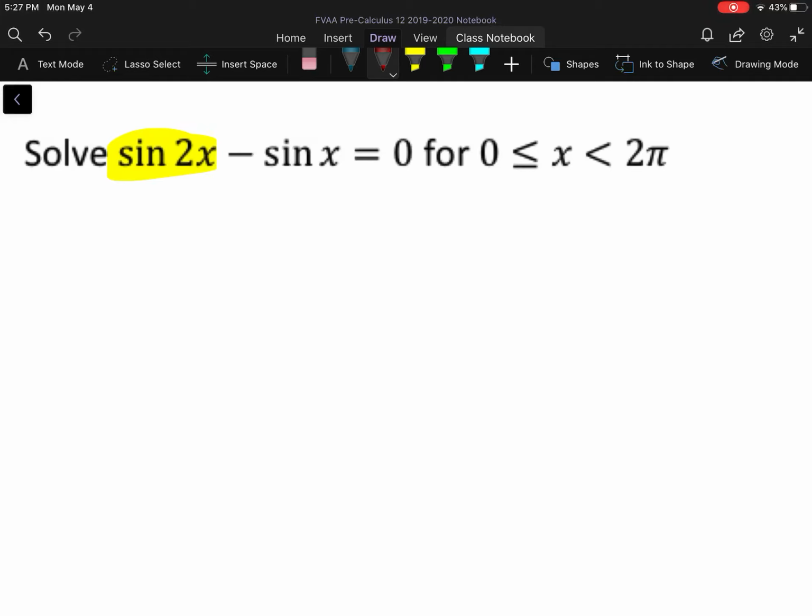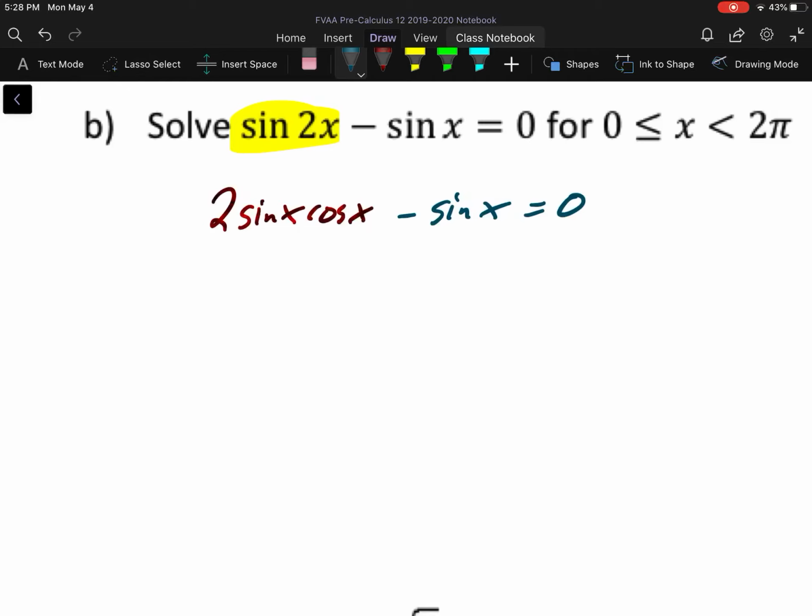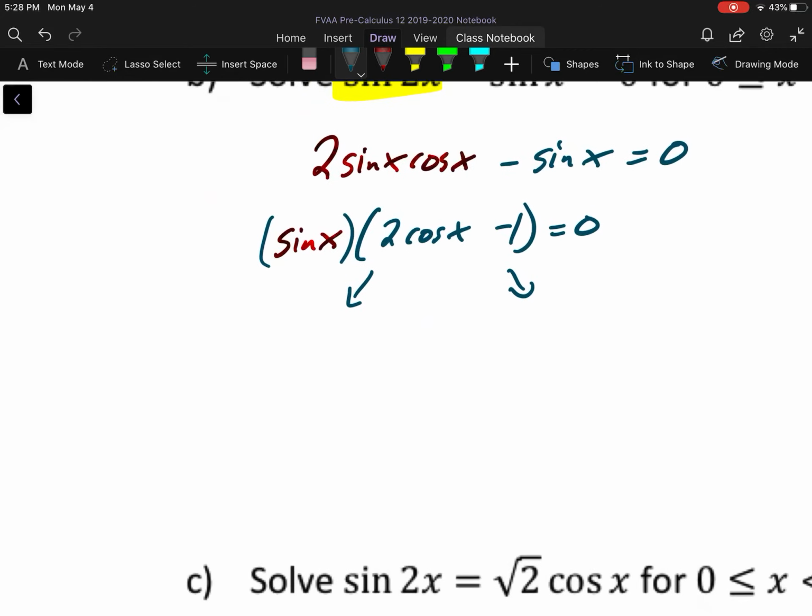So I'm going to substitute sine 2x with 2 sine x cos x minus sine x is equal to 0. All right. And here I have a greatest common factor, so I'm going to go ahead and factor that out. My greatest common factor is sine x, which leaves me with 2 cos x minus 1. Now even though they're not both cos or both sine, you can still solve it, because in this situation you can still split this into the two factors.